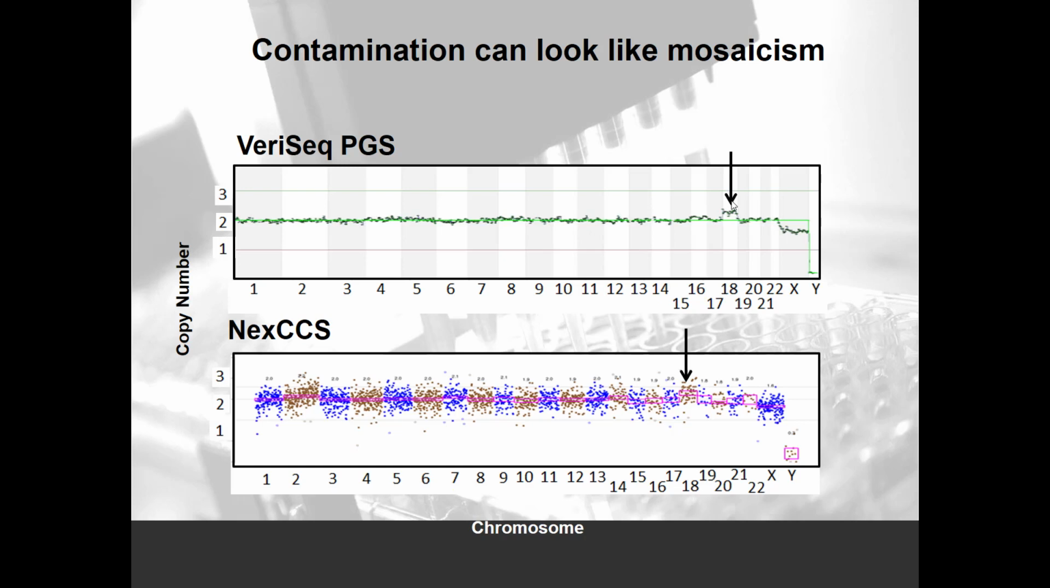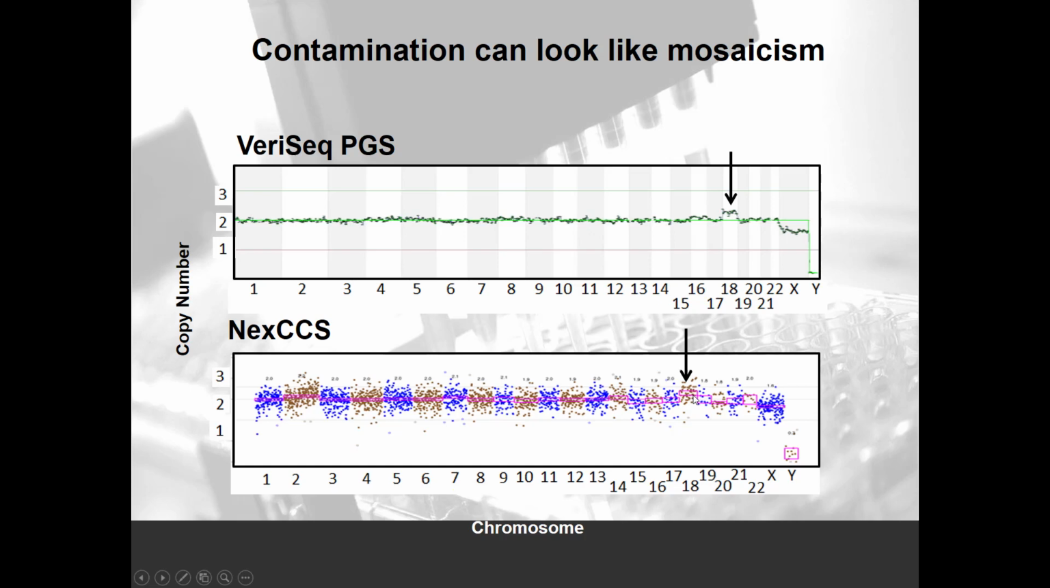In fact, it's very difficult to actually interpret a single result as mosaicism with just log2 ratios. One advantage of other technologies such as NextCCS is the potential to use genotype information to evaluate things like contamination. You can see in the NextCCS plot below the VeriSeq plot a similar result in that you have a slightly increased copy number assignment for chromosome 18.